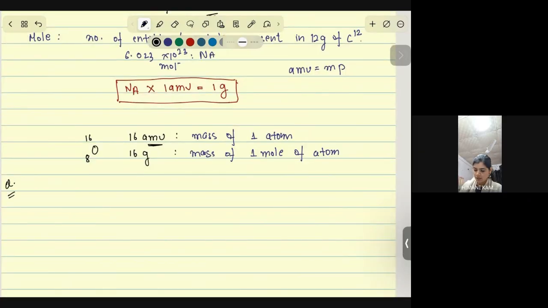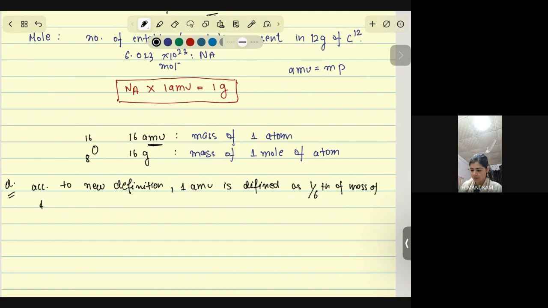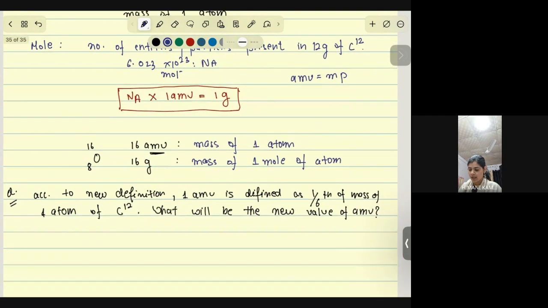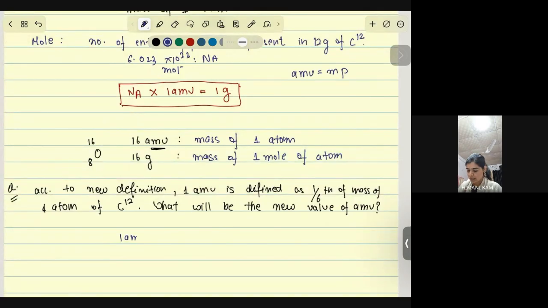So let's do one question. According to a new definition, 1 AMU is defined as 1/6 of mass of 1 atom of carbon 12. What will be the new value of AMU? Earlier the definition was 1 AMU is 1/12 of mass of 1 carbon atom. So here the definition has been changed, that 1 AMU is 1/6 of mass of 1 atom of carbon 12.